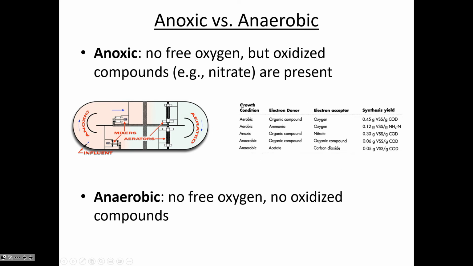So this table illustrates that you still have, in an anoxic environment, nitrate present as an electron acceptor, but that's not the case in an anaerobic environment. In an anaerobic environment, the electron acceptor will be organic compounds or carbon dioxide, and so that's when methane is going to be formed, in a truly anaerobic environment.